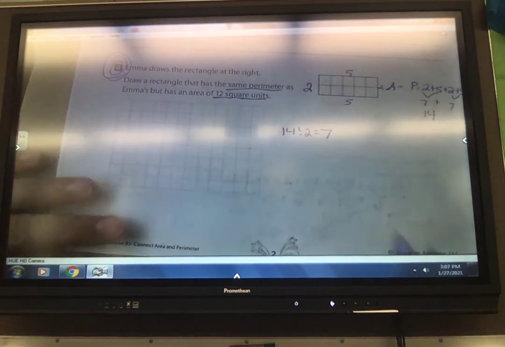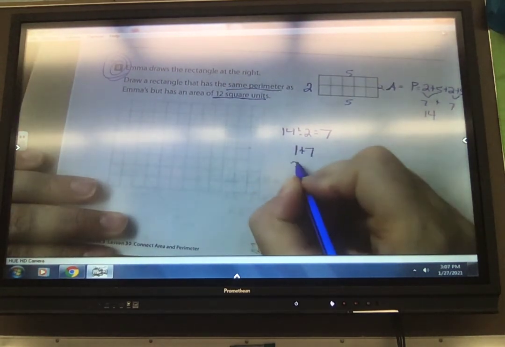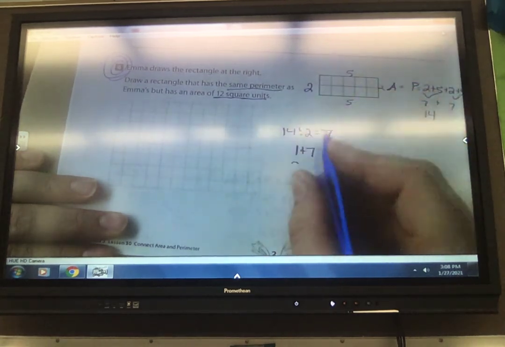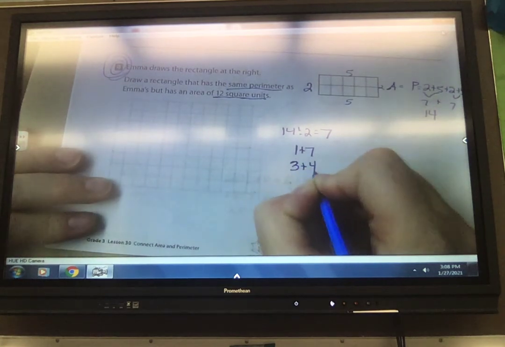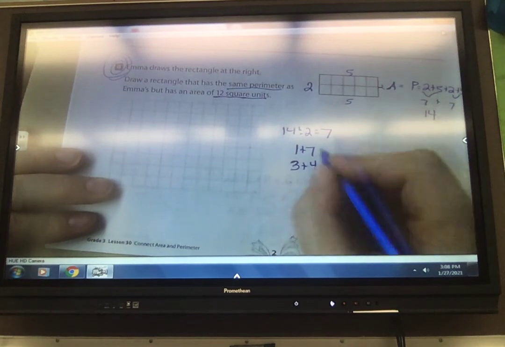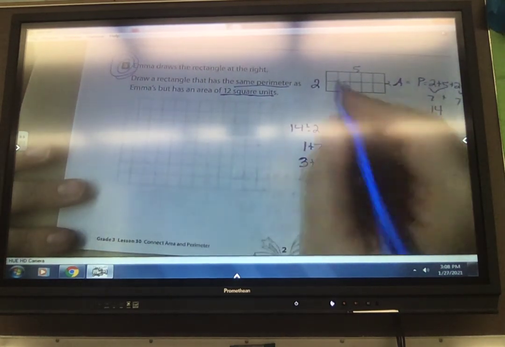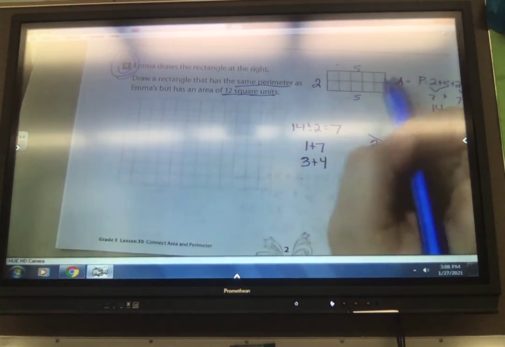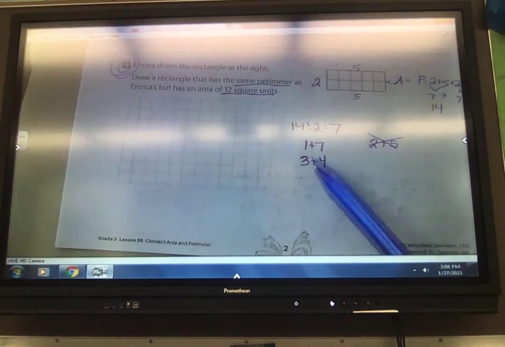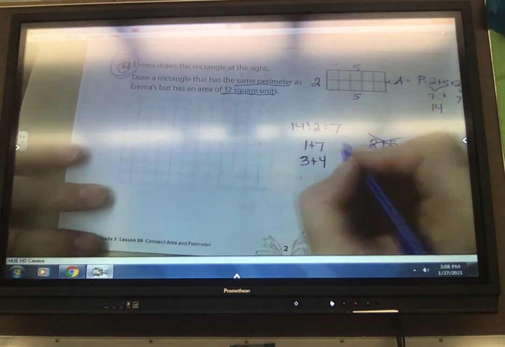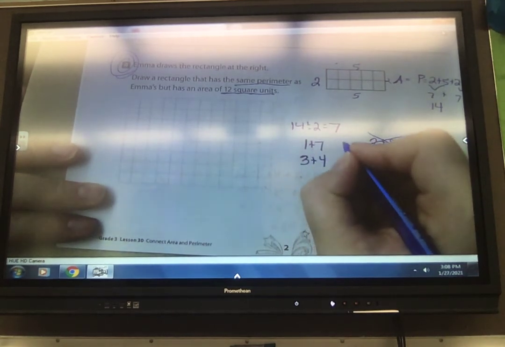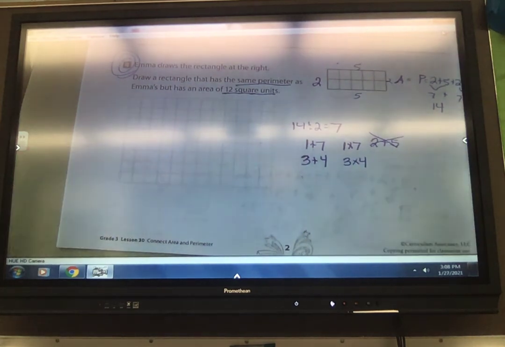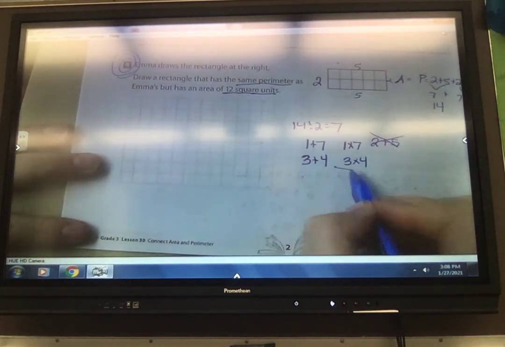Think of all the ways to make 7. I can do 1 plus 7. I'm not going to do 2 plus 5 because I need 12, not 10. 3 plus 4 makes 7. And then I already know 2 and 5. We're not going to use 2 and 5, so I'm going to write that down, but we're not going to use that because that's already here. Which one of these would give me an area of 12? Well, to get area, we would have to multiply these. Is 1 times 7 12? Or is 3 times 4 12? 3 times 4 is 12.